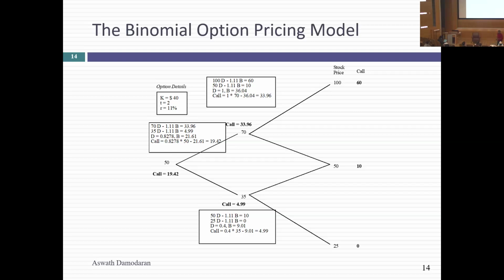So let's assume the interest rate is 11%. The 1.11 times B is the borrowing paid off. So the stock goes to 100, 100 times delta minus 1.11B is the value of your replicating position. And remember, the cash flow value is 60. So that position's got to be worth $60. If the stock goes to 50, 50 times delta, because you still own the same number of shares, minus the borrowing with interest, has to be equal to 10.